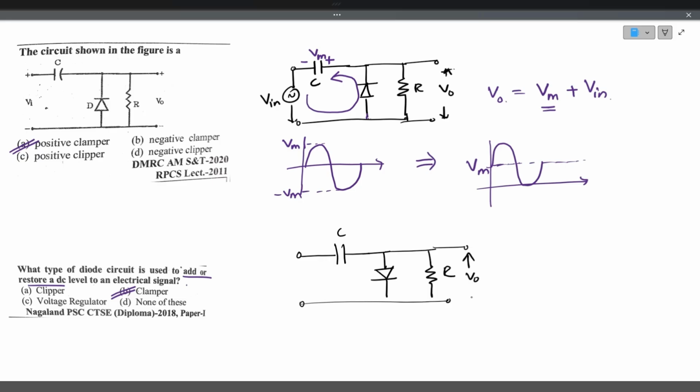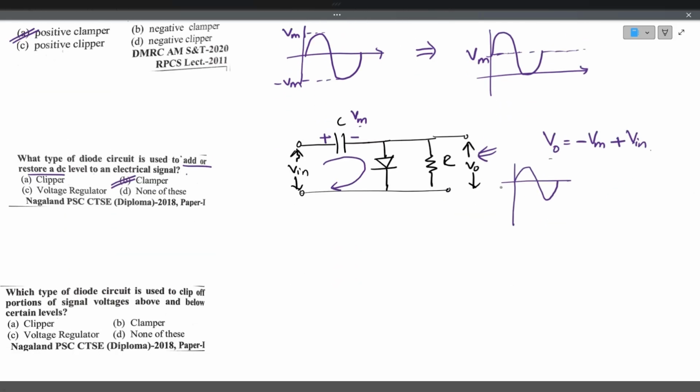This is output voltage V0. This is input voltage V. Here during the positive half cycle, the diode conducts and the capacitor C charges to Vm voltage. But if you look from the output voltage side, the output voltage equals minus Vm, the voltage across the capacitor, plus Vb. So it is shifting the sinusoidal input voltage bias to the negative side.